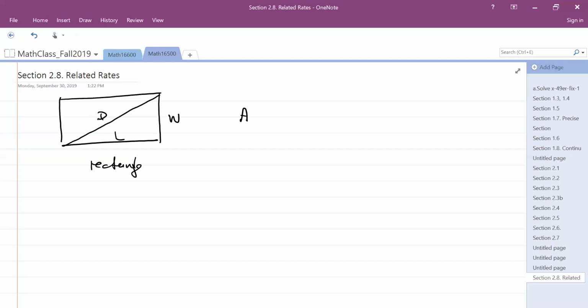So those quantities are not independent. They're related. Okay, they're related by the following: the area is going to be the length times the width, and then d is going to be the square root of L squared plus W squared. Okay.